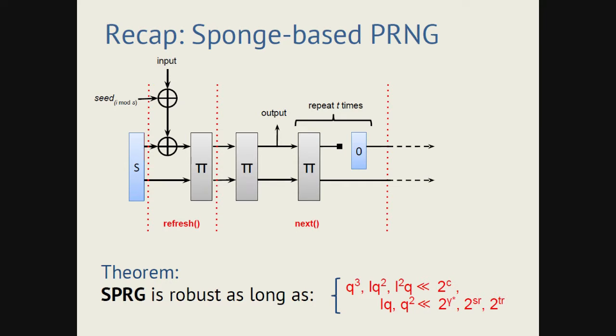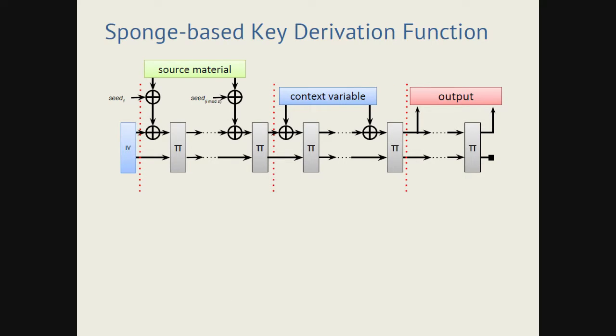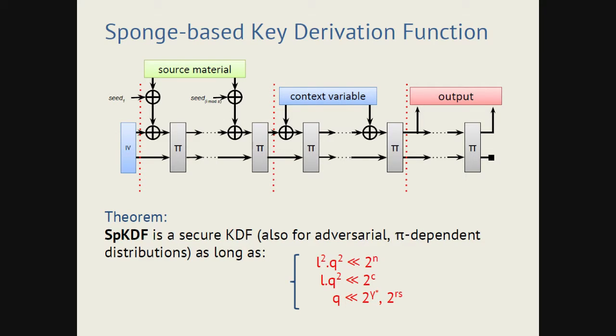And let me just spend the last minute to tell you also about a second construction that we look at in the paper, because it turns out that the tools that we developed for the PRNG also turn out to be useful here. So we look at this key derivation function that is also based on the sponge paradigm. You can see that here comes the weakly random source material. Here comes the context variable that identifies the use of the key. And here you get this output, the actual key. And we show that this key derivation function is a secure KDF also for sources, if the source material is generated adversarially by pi-dependent distributions in a similar sense as for the PRNGs, and as long as a similar set of conditions is satisfied.